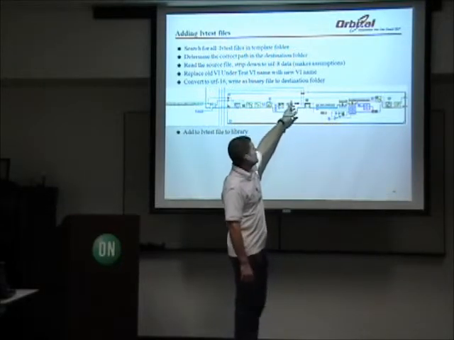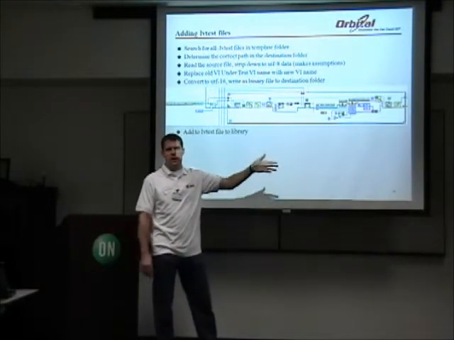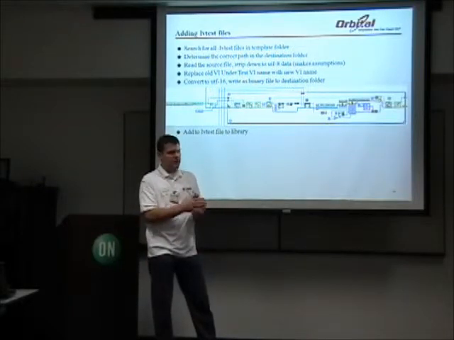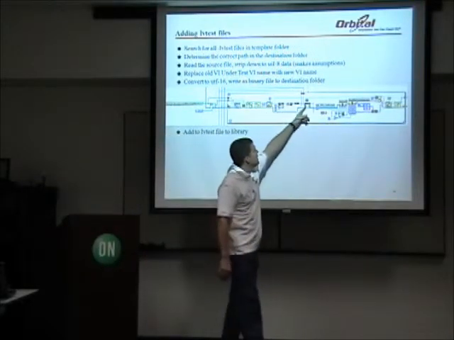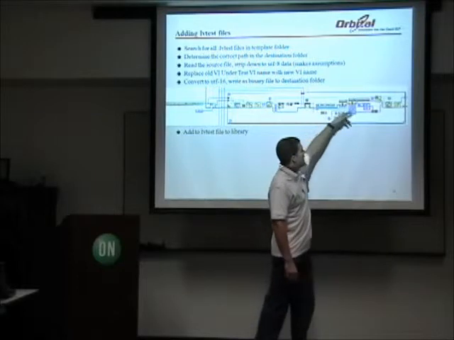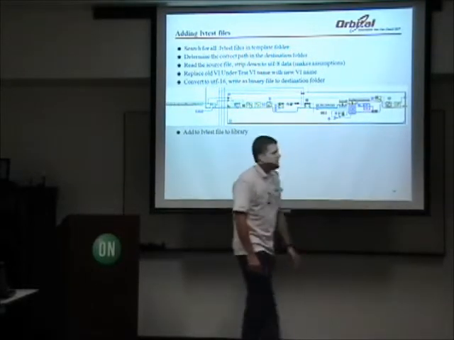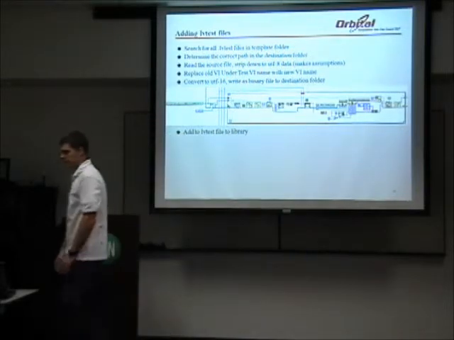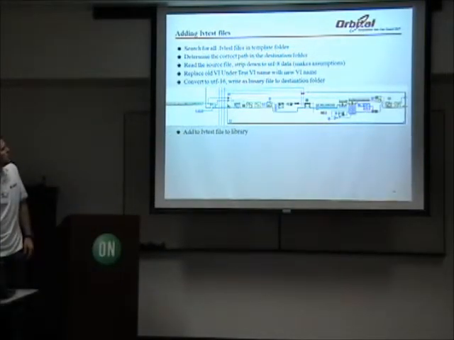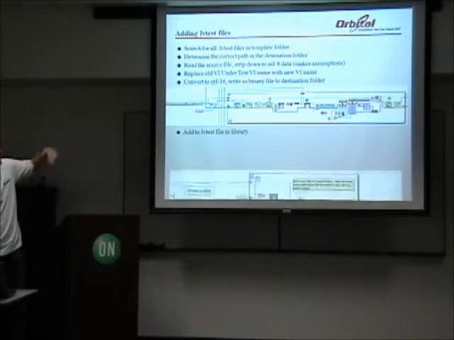I do a string replacement on the old LV test file name, or actually the VI under test file name, and the new VI under test, and then convert it back to Unicode, and then write it out of the binary file. So I won't go into that any further. That was kind of painful. And then you have to add that test to the library.